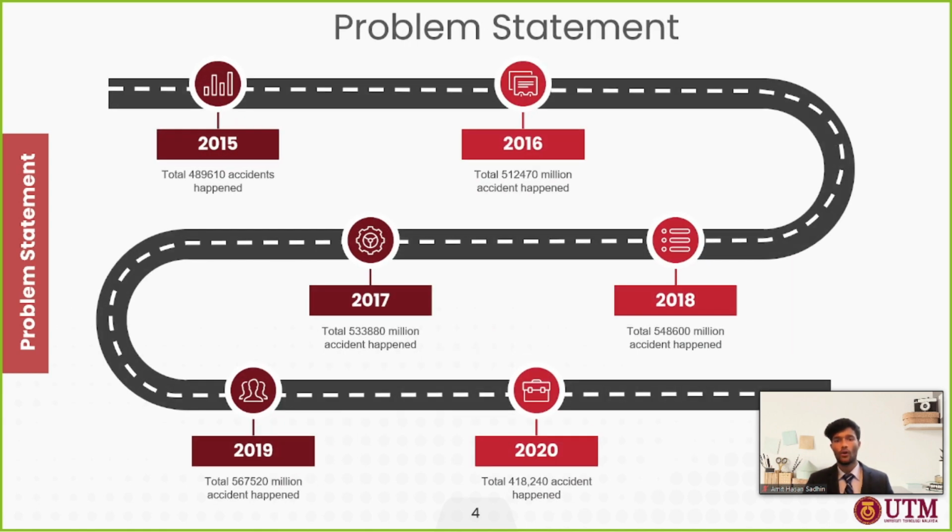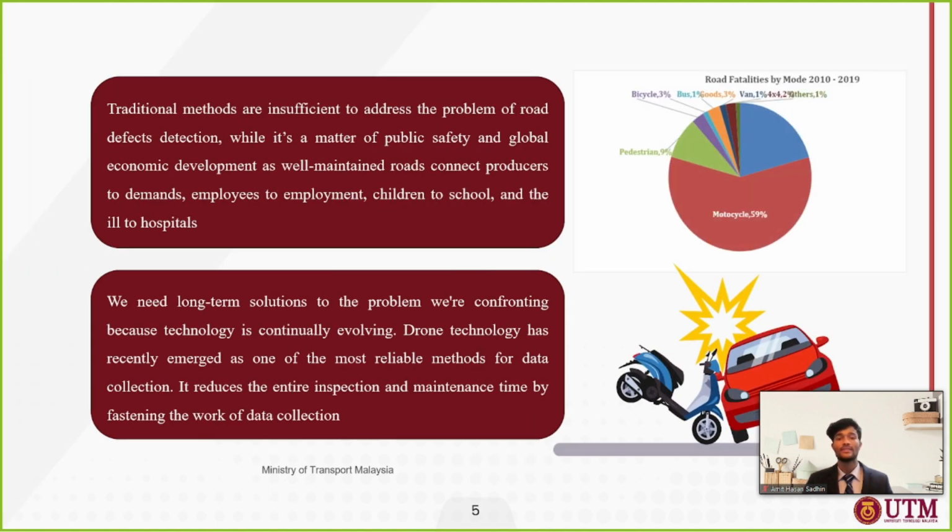As for the problem statement, only in Malaysia from 2015 to 2020, each year the number of accidents was more than 500,000, which has taken away loss of life and impacted the country's economy. And a massive percentage of these accidents are due to road defects. Traditional methods are insufficient to address the problem of road defect detection while it's a matter of public safety and global economic development. In terms of making road maintenance faster and efficient, a road inspection system is necessary, and it is essential to find a suitable algorithm. This algorithm should possess the ability to accurately identify and analyze cracks, potholes, and other road damages.